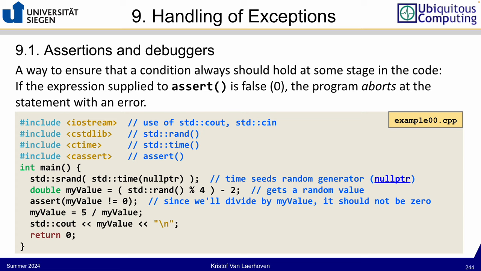Now, if this assertion is not true as the program is running, it will still compile, but as it's running, the assertion will be checked. If it is not the case, then your program will immediately abort and say this assertion was wrong. An assertion is kind of an assumption that you make, right? So I assert that a particular variable is within certain limits, for instance.